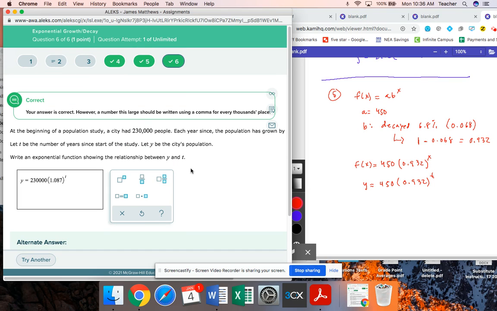All right, so looking at this and writing exponential functions from word problems, not that big of a deal, as long as you understand how to write a general exponential function.